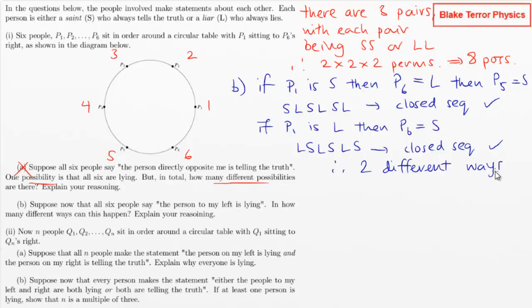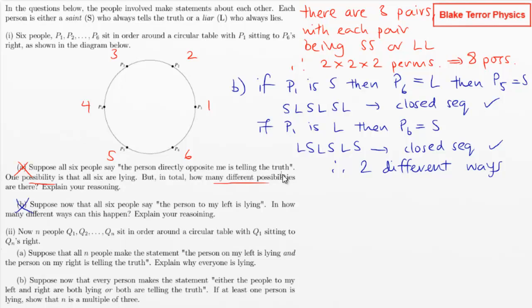Right, the second part of this, we've got N people. Oh, right, okay, so they've changed, we've up to any number N. We haven't just got 6 people anymore, but they're still sitting in the same circle. Suppose that all N people make the statement, the person on my left is lying and the person on my right is telling the truth. Explain why everyone is lying.